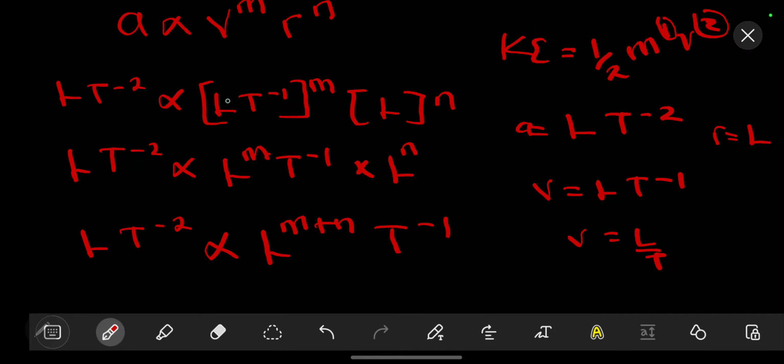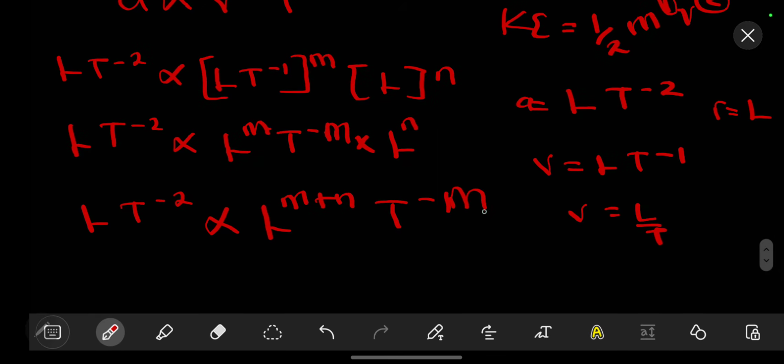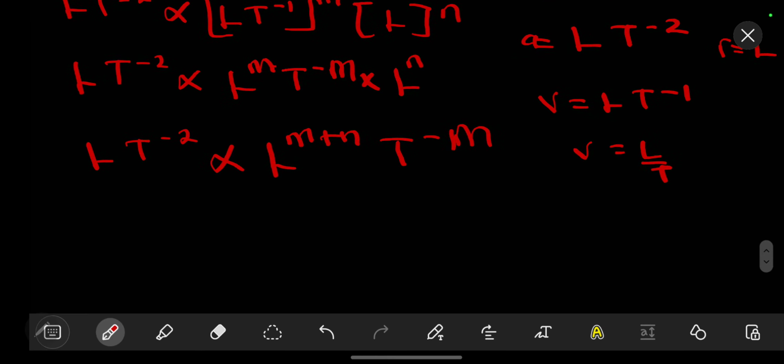So this m was distributed, so we are going to have L to the power m and our t to the power -m, like that. So even here it should be -1m, like that. So what we are going to get is we can say that L t raised to the power -2 should be equal to, immediately we introduce the equal to sign, we are going to say k, then we have our m, then we have our t raised to the power -m, like that.